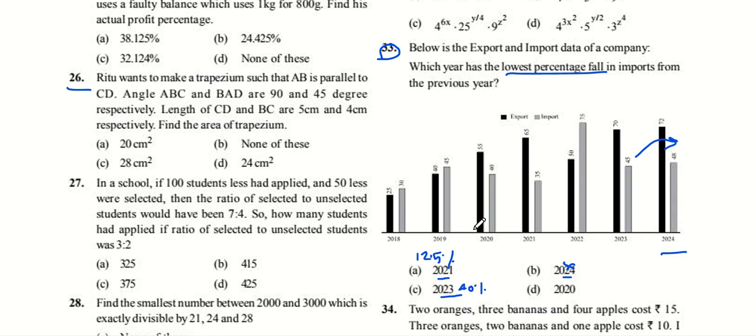In 2020 we will check what the fall is. That is a 5 unit fall over 45, means approximately 11% fall. So which of these options A, B, C, D has the lowest fall? That is 2020. So 2020 will be the correct answer. Like this method we have to go.